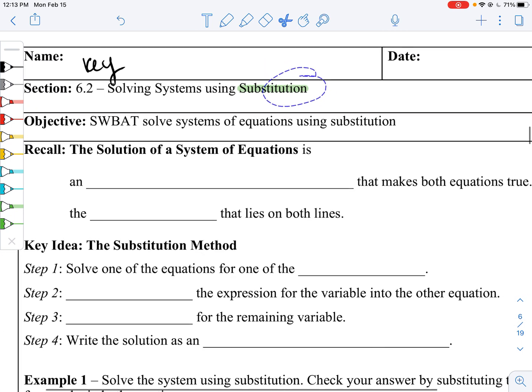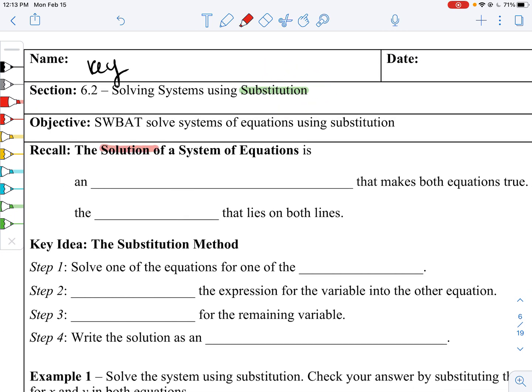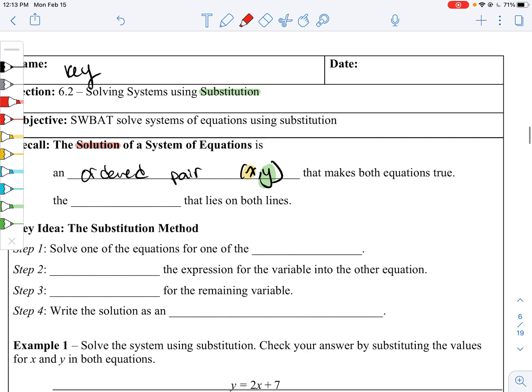So remember that a solution of a system of equations is any ordered pair, and by ordered pair, what I mean is an XY combo. You've got your X value and your Y value that makes both equations true. Not just one, but both equations true. This represents a point that lies on the line, so it really is the XY value of a point lying on both lines.